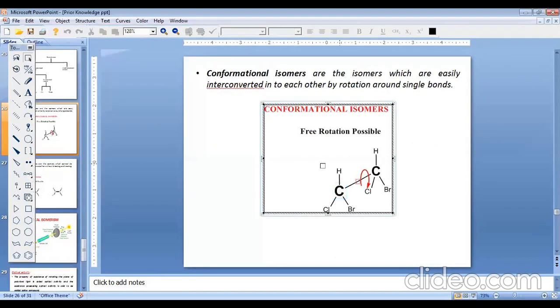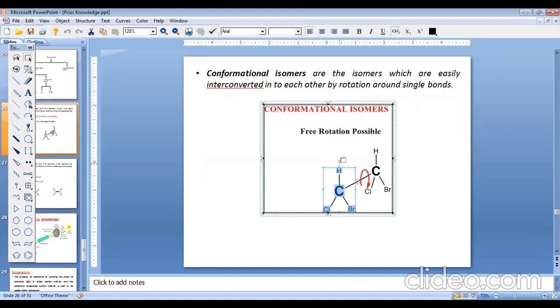Let's see here. I am going to rotate this over this carbon-carbon single sigma covalent bond. Depending upon the degree you rotate, different isomers will be formed. With a 10-degree rotation, it will form a different isomer. 20-degree, it will form a different isomer. 30-degree, it will form a different isomer. So n number of isomers will be formed depending upon the degree you rotate. Such isomers are called conformational isomers.